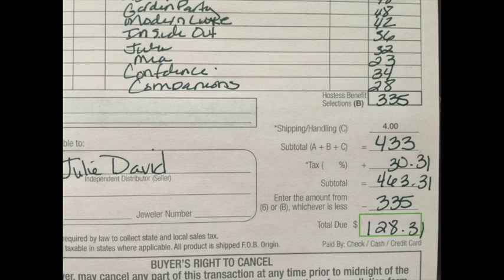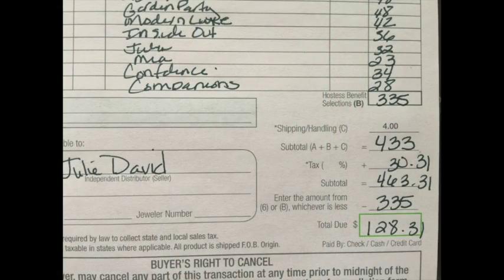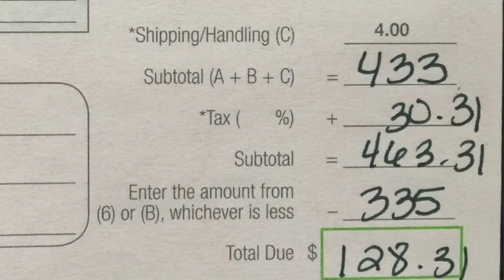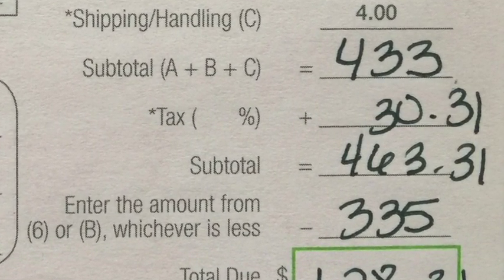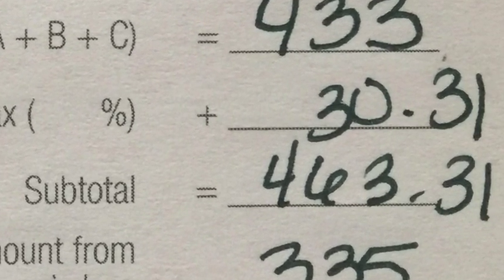The first thing it says is, what's the subtotal of A, B, and C? A, B, and C is the half price jewelry, the free jewelry that she selected, and the shipping, okay? That's everything that can be taxed. It's what she's actually gotten. So that came to $433. That's easy. 7% of that is $30.31. You just multiply that amount by 0.07. So the subtotal, adding those two together, is $463.31.